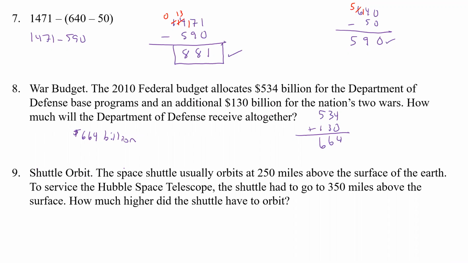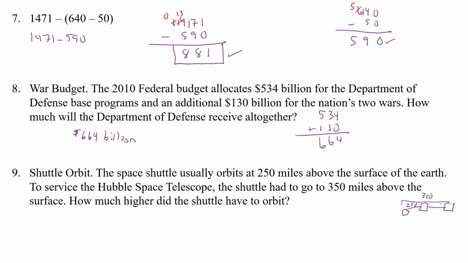Now this one's talking about the shuttle orbits. So the space shuttle usually orbits at 250 miles above the surface of the Earth. So if we think about that, we have the Earth, and out here, 250 miles, that's the space shuttle, okay? Now, to service the Hubble Space Telescope, the shuttle had to go to 350 miles above the surface. So that's going even further out here. So this is where it ends up. So this is then 350 miles. So how much higher did the shuttle have to orbit?